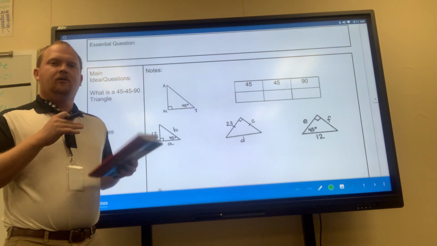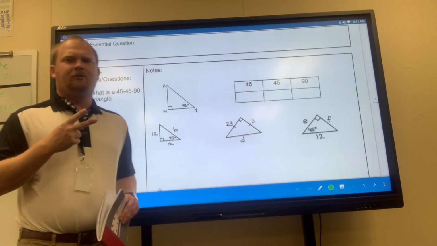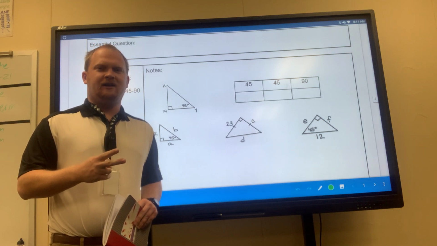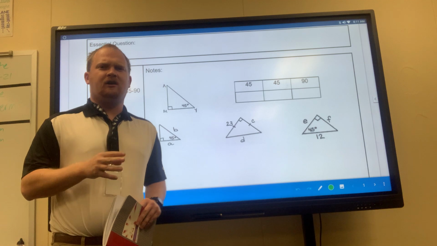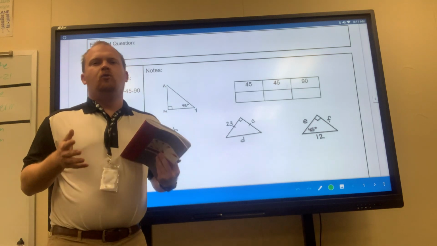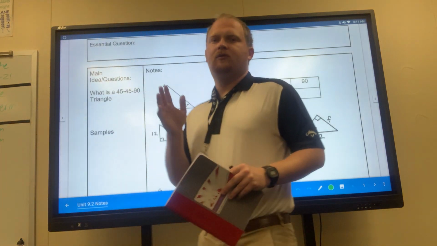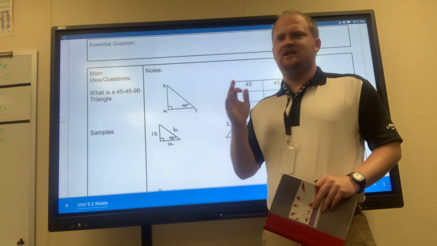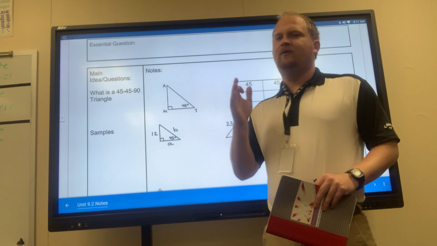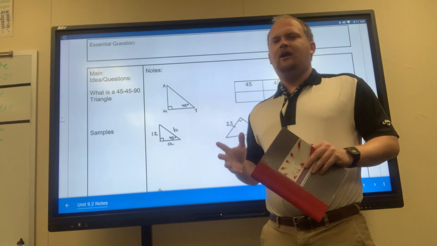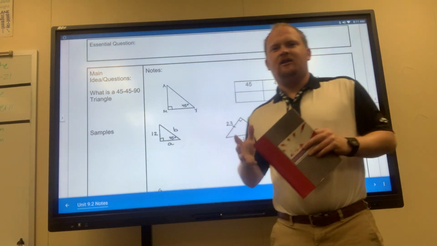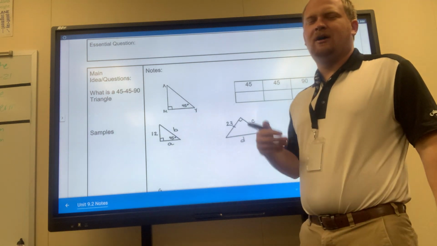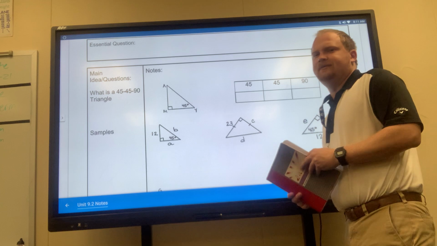Right? There are basically two different types of special right triangles: a 30, 60, 90 and a 45, 45, 90. What does that mean exactly? Well, if we have a right triangle with angles of 30, 60, 90, or 45, 45, 90, then there's a pattern to it that always seems to work. So the first one we're going to talk about is a 45, 45, 90.